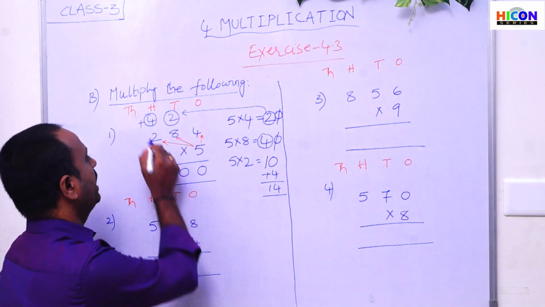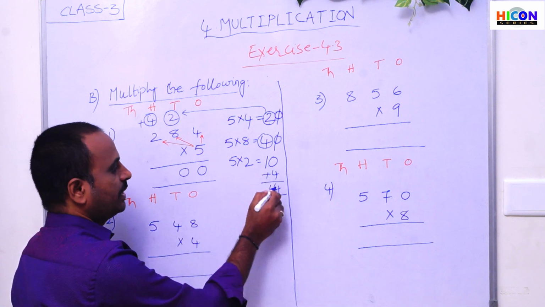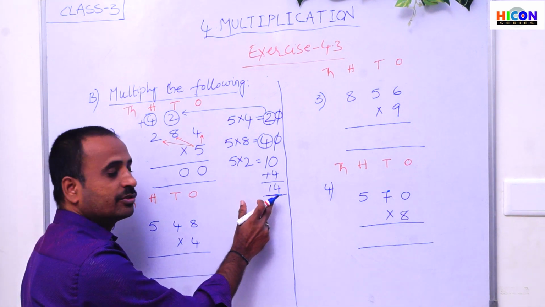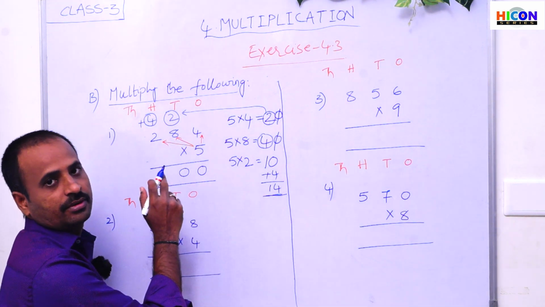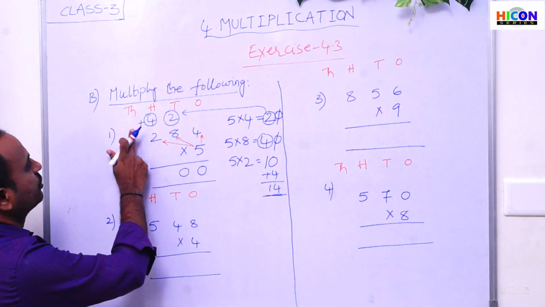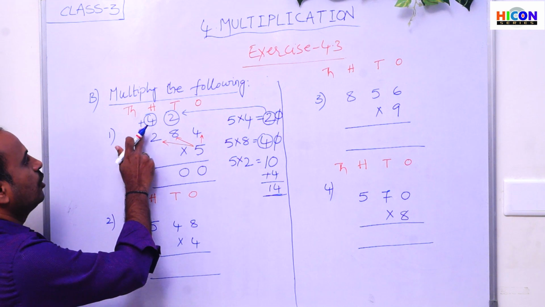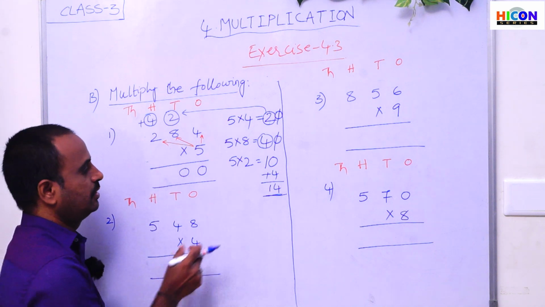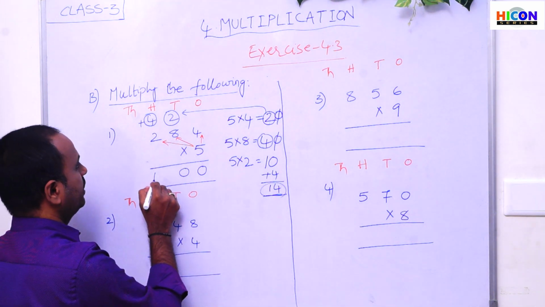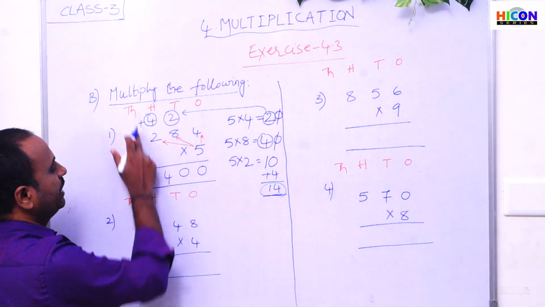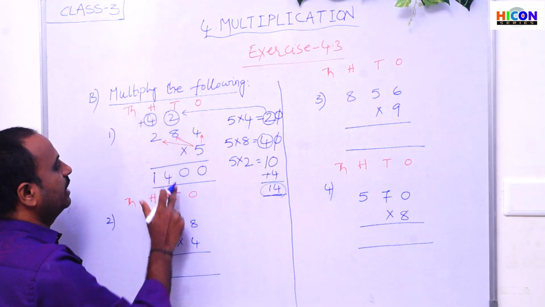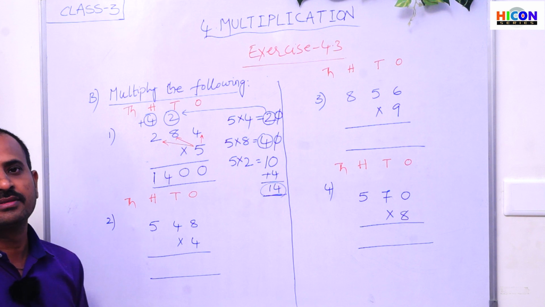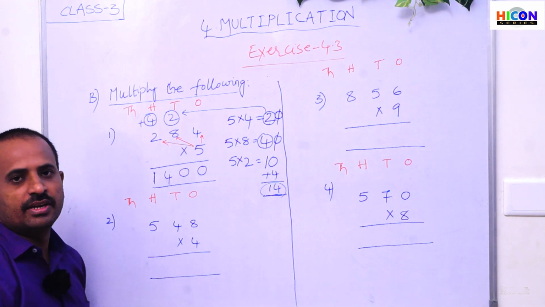So you have to add the carried number to the product. So 10 plus 4 is 14, and it is also a 2-digit number, but we should not carry this number. Why should we not carry? Because there is no thousands place. If there is no place, then we have to write the whole number under hundreds place. So write 14: 1 will be in the thousands place, and 4 will be under hundreds place. So children, this is the multiplication.